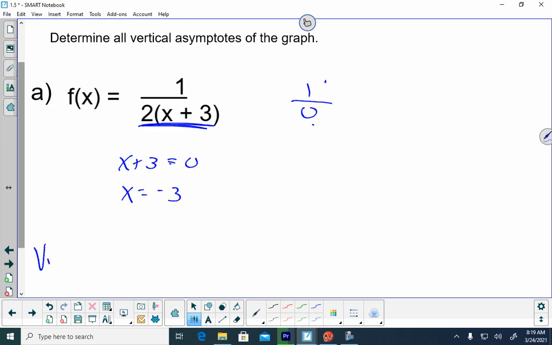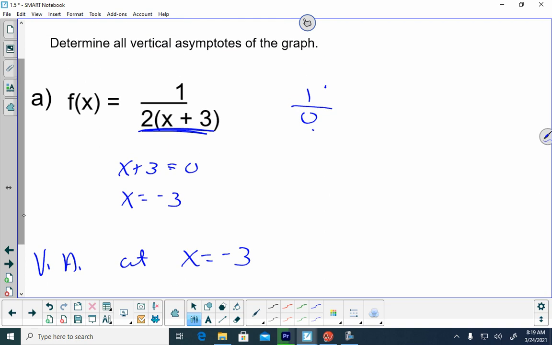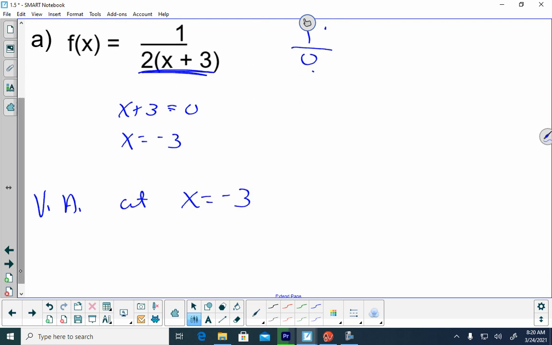So I'm going to have a vertical asymptote, VA for short, at, has to be an equation of a line, x is equal to -3. If I were to verify this, I would pick up my calculator and I would graph, and then I would find the limits. So to prove this, I'm going to find the limits. I could find the limits and show that they're approaching infinity, negative infinity, or both.